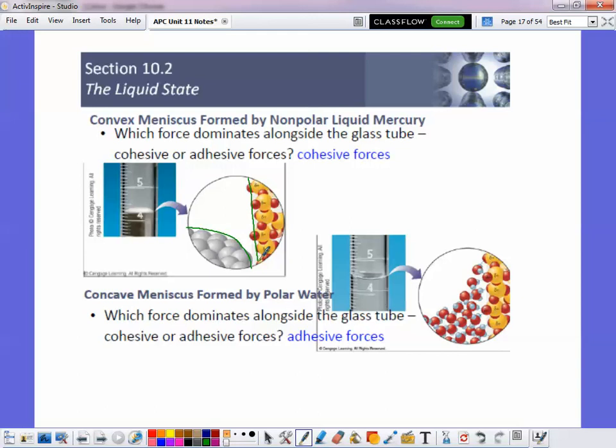Not quite. I didn't say magnetic ends, I said polar ends.